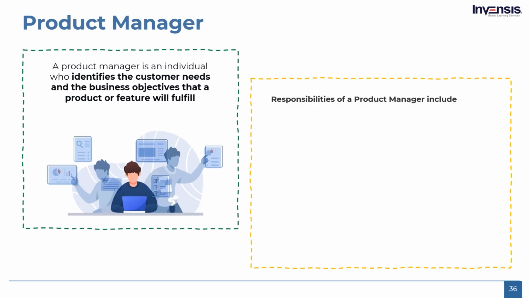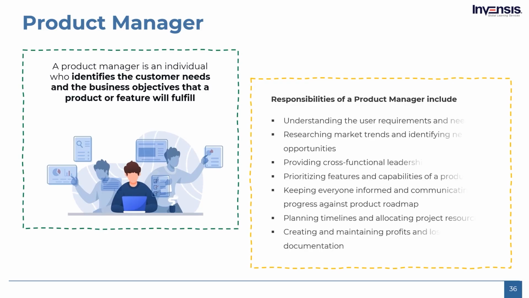In addition to these, other responsibilities of a successful product manager span from strategic objectives to tactical activities, including understanding the user requirements and needs, researching market trends and identifying new opportunities, providing cross-functional leadership, prioritizing features and capabilities of a product, keeping everyone informed and communicating progress against the product roadmap, planning timelines and allocating project resources, creating and maintaining profit and loss documentation. Let us learn more about the product manager a little later.